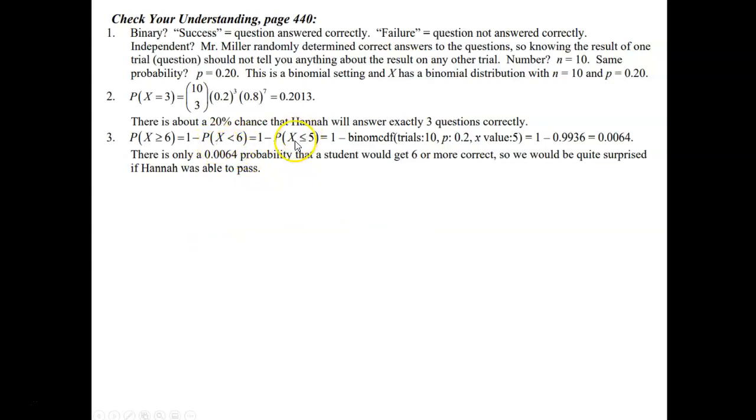So the first thing we're going to do is find the probability. I mean, you could technically do this in one step on your calculator, but I usually don't. Find the probability that x is less than or equal to 5, which is 0.9936, and then find the complement to it. So 1 minus that is 0.0064. So a 0.6% chance that someone passes this test.